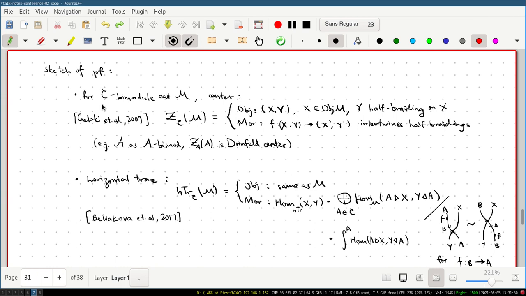So here we just give a sketch of the proof. Let me remind you what the definition of this center is. It's just like the Drinfeld center, a set of pairs of an object with a half braiding. See, for example, Gelaki and others' work. And then we also have an auxiliary definition, defined essentially in Ben-Zvi and others' work, called the horizontal trace. The objects are the same, but there are more morphisms here.